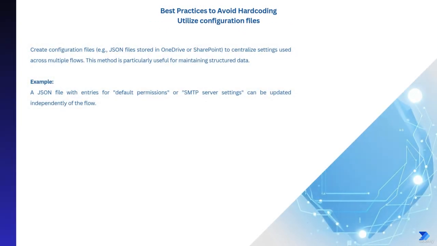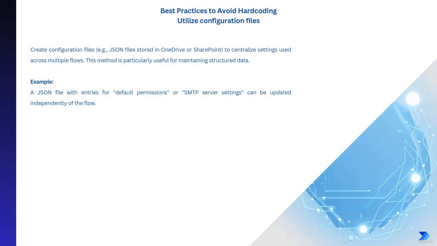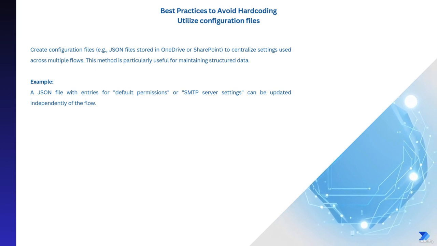Utilize configuration files. Create configuration files, e.g., JSON files stored in OneDrive or SharePoint, to centralize settings used across multiple flows. This method is particularly useful for maintaining structured data. Example: a JSON file with entries for default permissions or SMTP server settings can be updated independently of the flow.